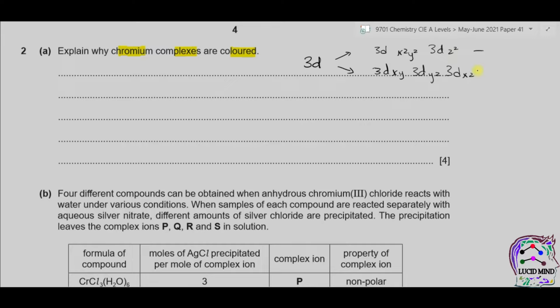So now there is a small energy difference between these two. What will happen is that the electrons can absorb energy to jump into the higher energy state, and then they will lose energy in the form of light, and this light lies in the visible spectrum, so therefore chromium complexes are colored. Now we can write the answer.